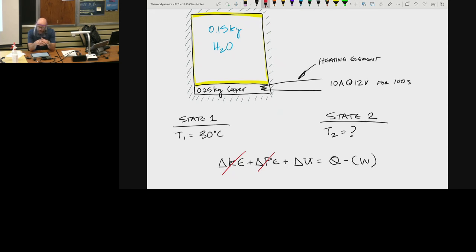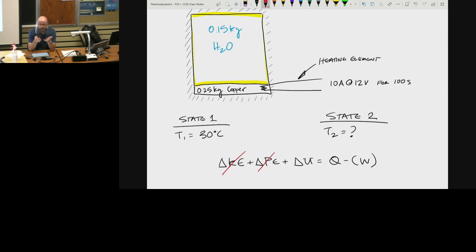This system has no work. There's no boundary work, no paddle wheel work, and no electrical work happening. But I know there's going to be heat coming into that system because it's coming from the copper. Now, all I know about the copper is that there is some electricity coming into it. So I have this worry that I don't know how to find the heat transfer coming into it because I don't know anything about the copper.